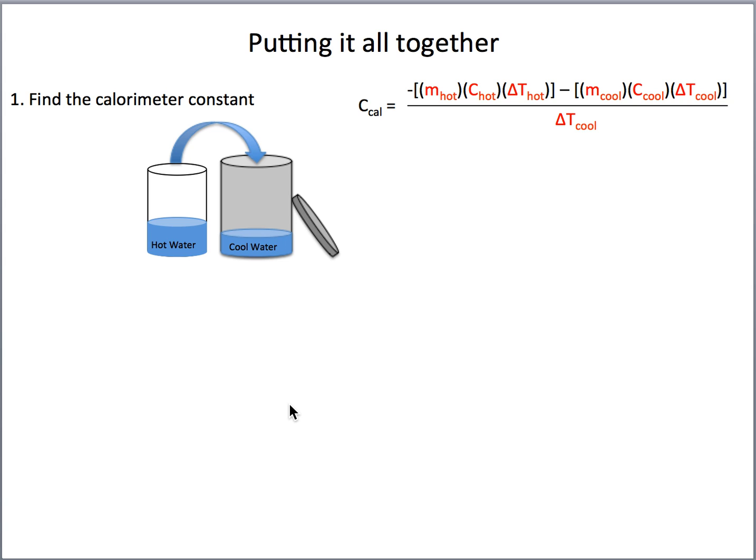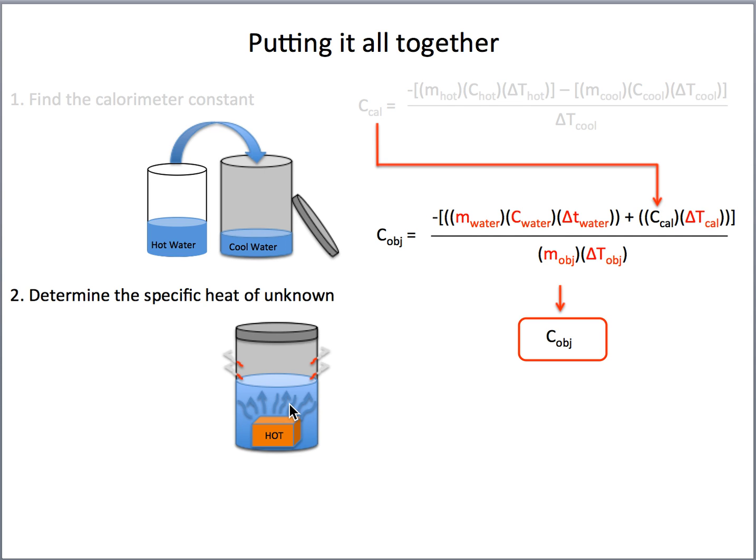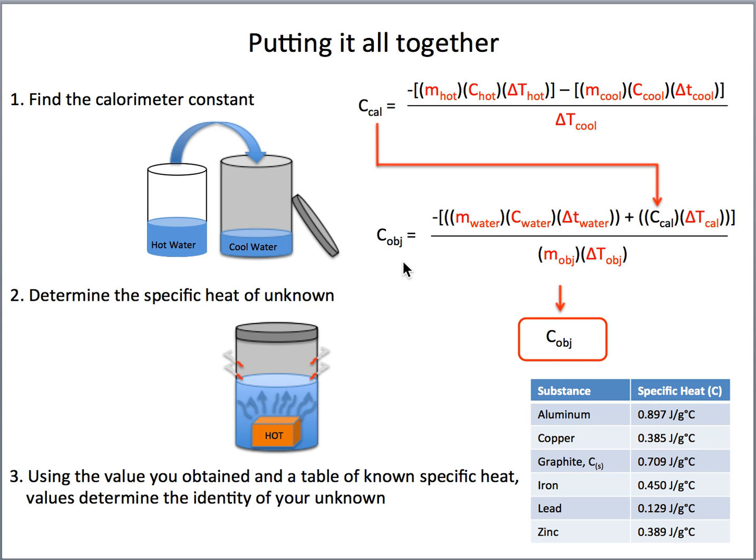So the first thing you're going to do in lab is determine your calorimeter constant using this method. You'll do 2 trials of that. After you've calculated your calorimeter constant, you can use that in conjunction with the 2 trials using a hot object instead of the hot water. You'll be able to utilize your C-cal to calculate the specific heat of your object, which is what we're looking for. After you've got the specific heat of the object, you'll compare that to known values for different metals, and hopefully you'll be able to determine the identity of the metal that you're working with.